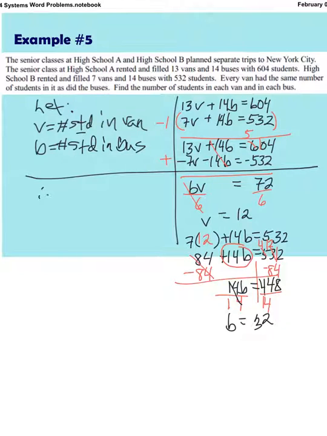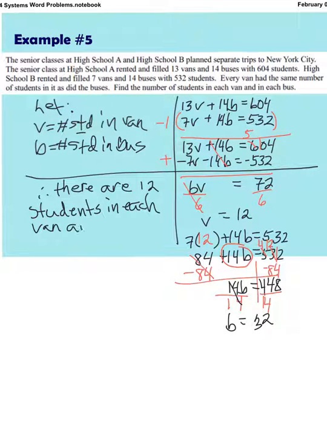So therefore, there are 12 students in each van and 32 students in each bus.